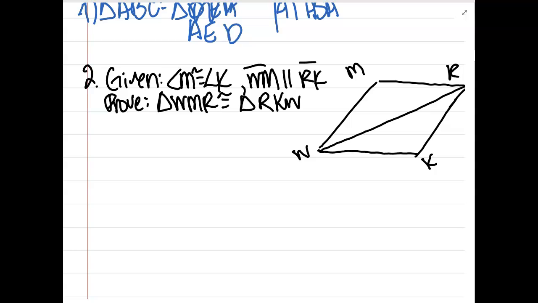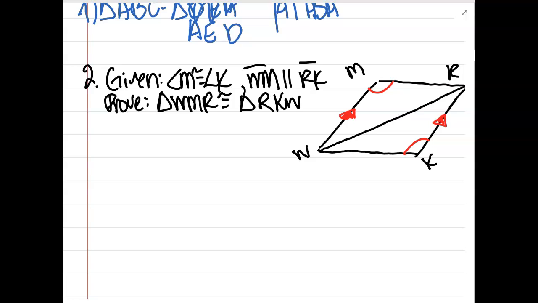Okay, so let's come up with a game plan, which means let's at least label the stuff that we know. Angle M is congruent to angle K. And then it tells me WM is parallel, so remember we use those little arrows, to RK. Usually when they tell me parallel lines, it usually means that's how I'm going to get my other congruent angle by alternate interior, alternate exterior, corresponding, one of those kinds of things. So kind of keep that in mind.